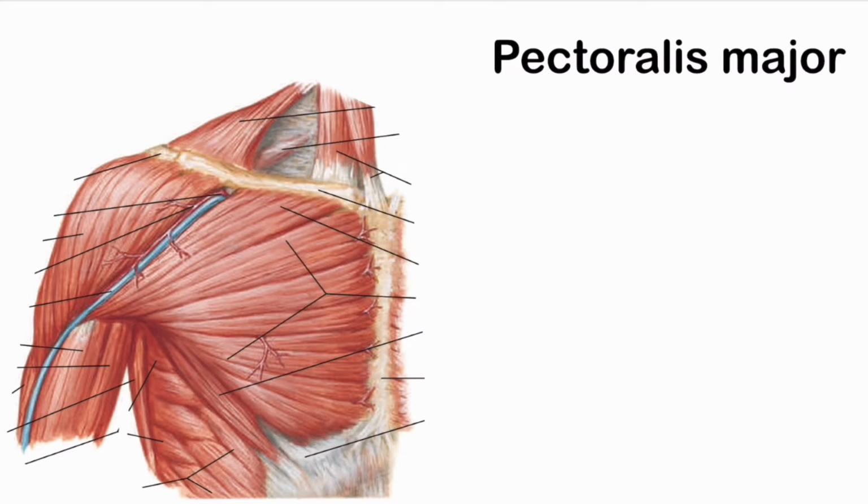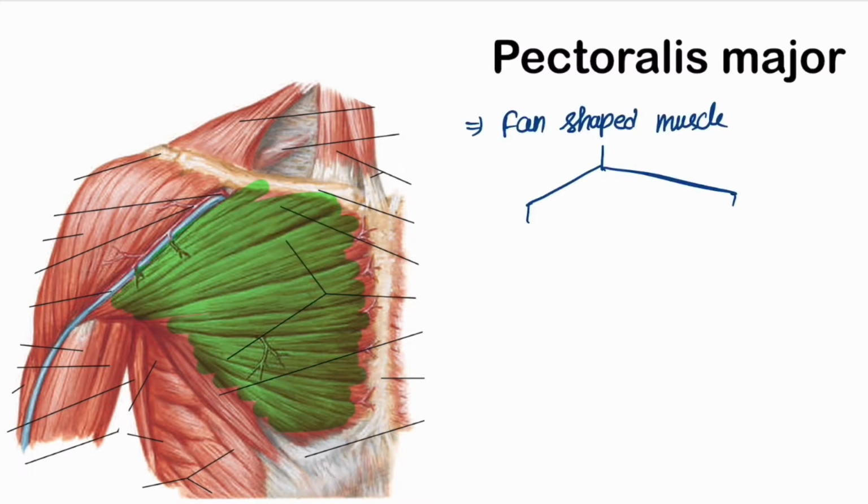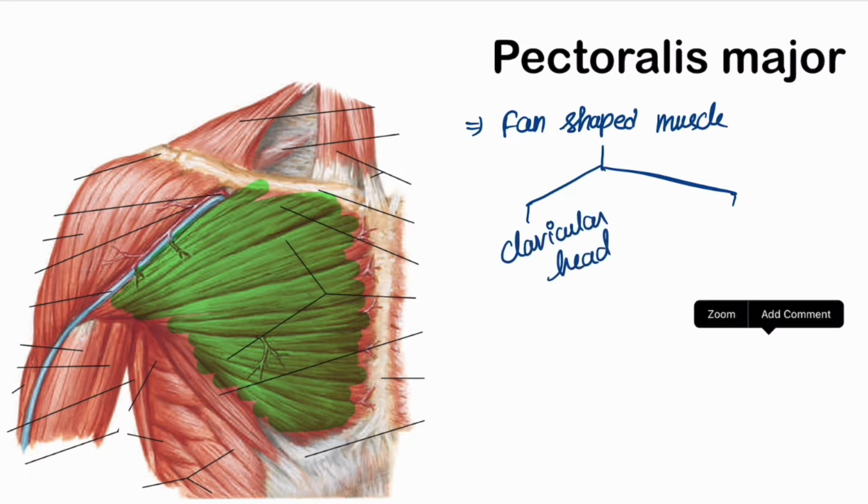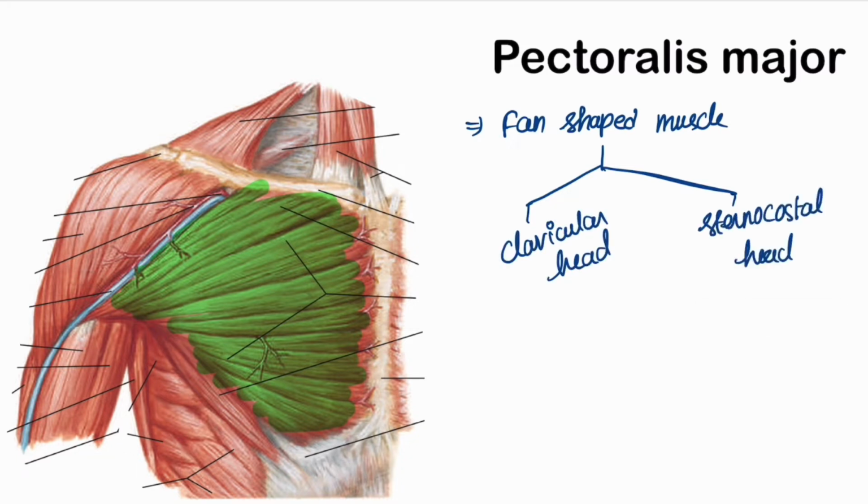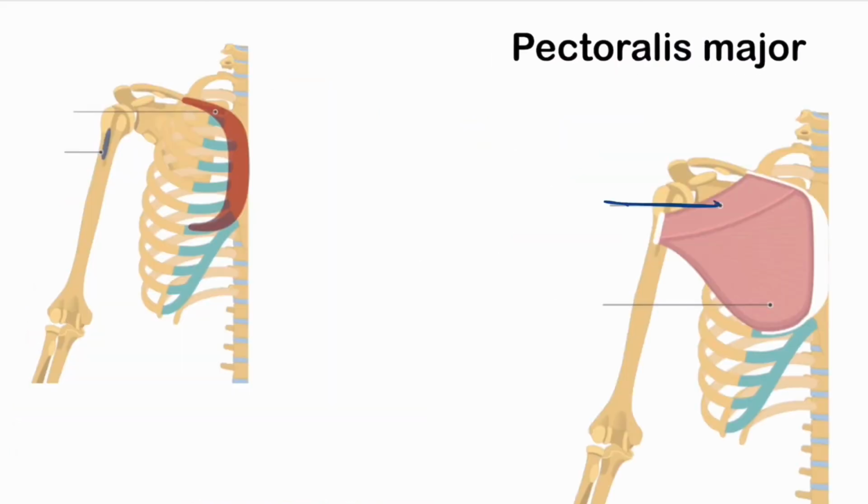First, let us discuss the pectoralis major muscle. This is the pectoralis major muscle here. This is a fan-shaped muscle and it has two heads, that is the clavicular head and the sternocostal head. Let us look at these two heads in one more diagram. This is the clavicular head and this is the sternocostal head.